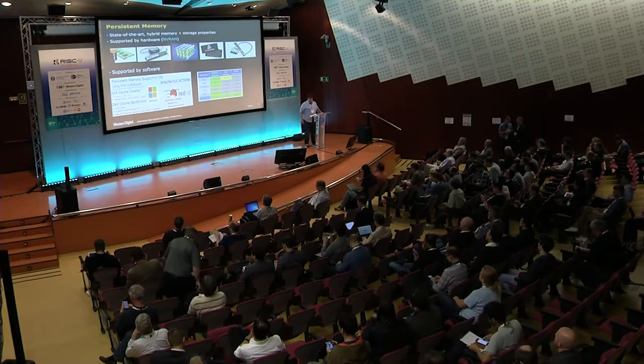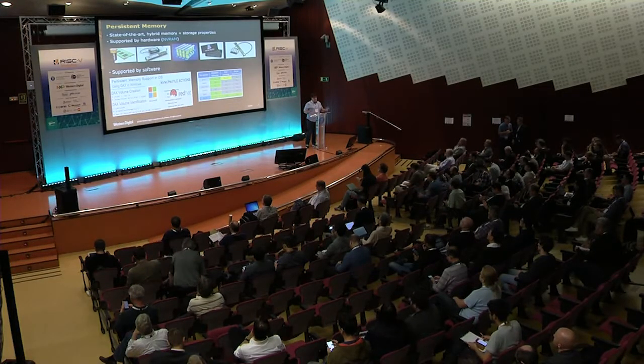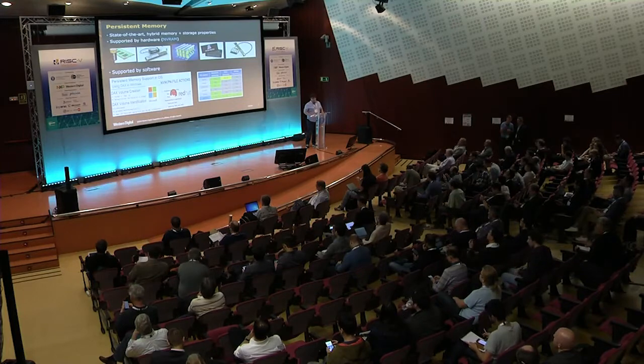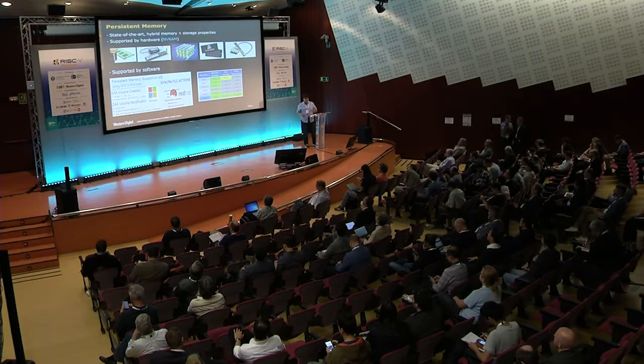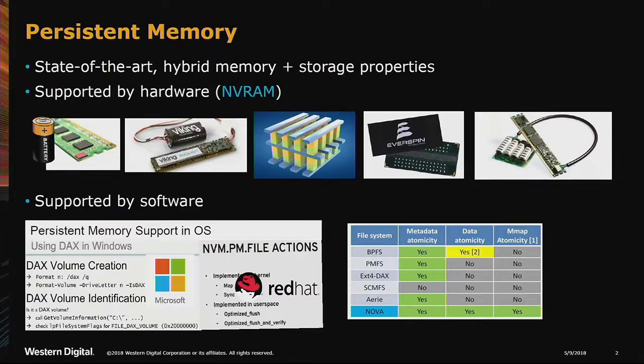Okay, so as a quick summary of what persistent memory is, I like to think of it as a hybrid between storage and memory. We have the byte addressable load store interface of memory and the persistency property of storage, combined into one.